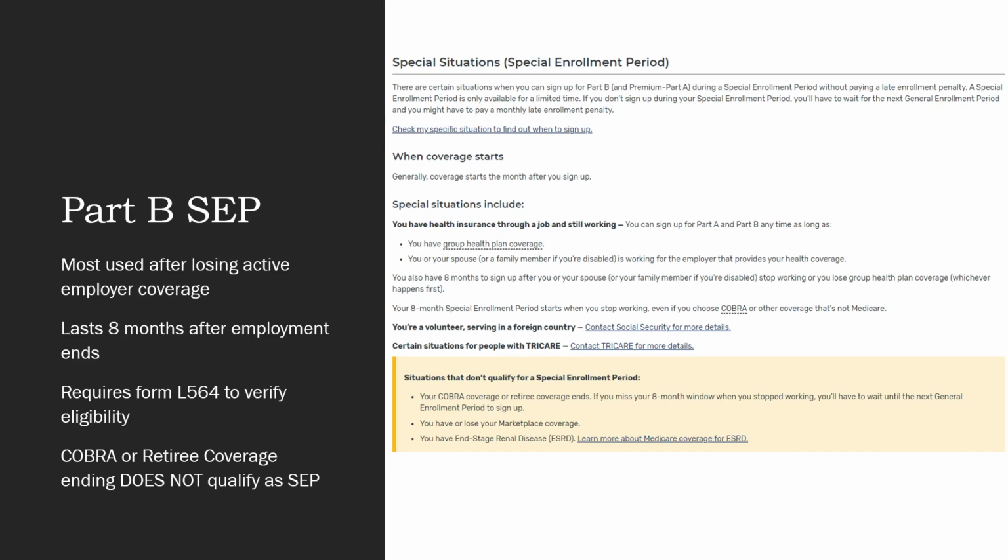In order to sign up for this, you'll actually need a couple forms, but before we get into that, just to clear up some of the misunderstanding I get a lot, retiree and COBRA are not considered eligible for this SEP. So people who have the federal retiree plan and do not have Part B, if they leave that plan, they do not have a special enrollment period. And also if someone has COBRA and COBRA ends, they do not have this special enrollment period for Medicare Part B.